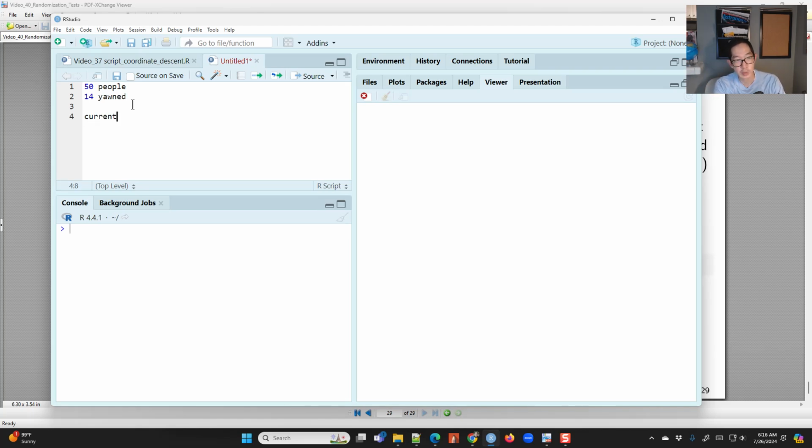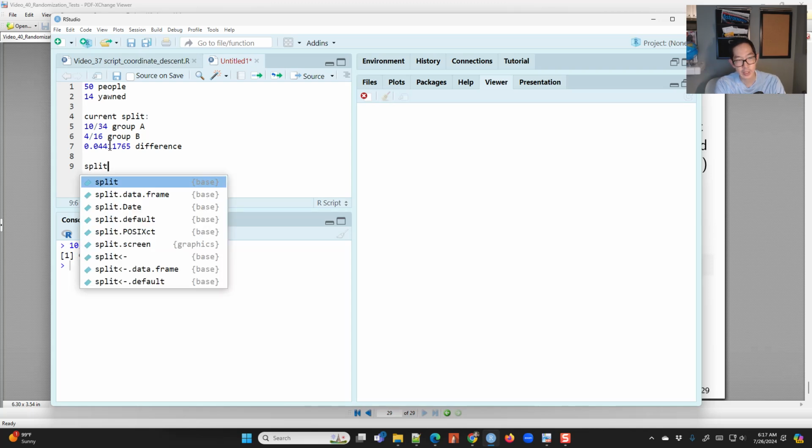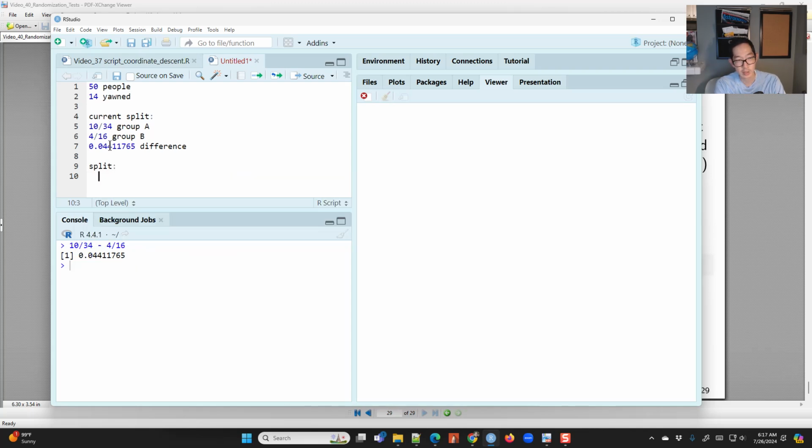So our current split, we said we did 10 out of 34 in group A and 4 out of 16 in group B, okay? And so this produces, if you do 10 out of 34 minus 4 out of 16, a difference of 0.044, okay? Is the difference. Okay, so there's only a finite number of ways to split, okay?